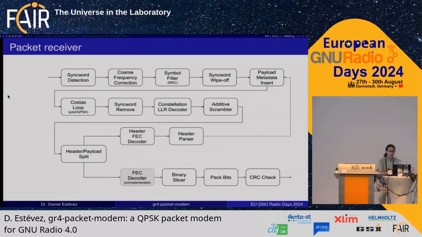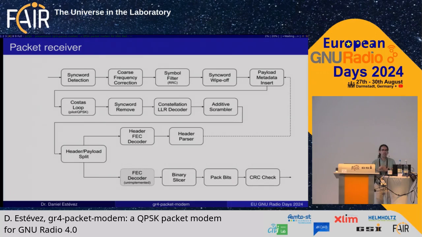So this is how the flow graph looks. We have the syncword detection, then we have this coarse frequency correction, symbol filter, the syncword wipe-off, so that's where we remove the changing pattern of the syncword. And here we have a very important block, so I will make emphasis here. This is called payload metadata insert. What happens with this block is that at the beginning of the payload, it's going to insert a tag saying a few things about the packet: what's the packet length, what's the packet modulation, etc., because the blocks down the chain need that information.